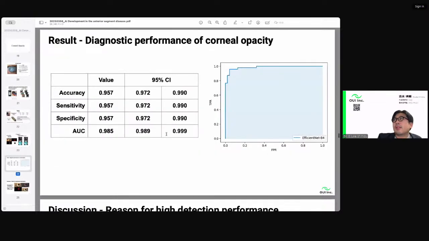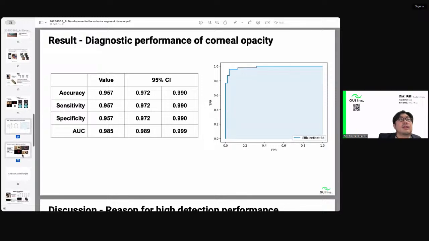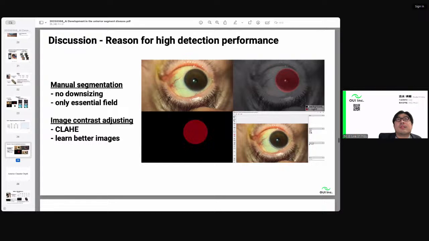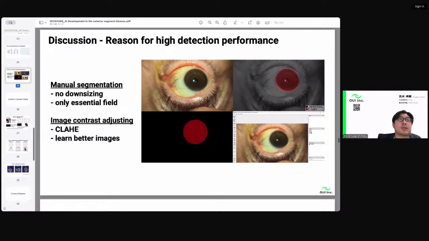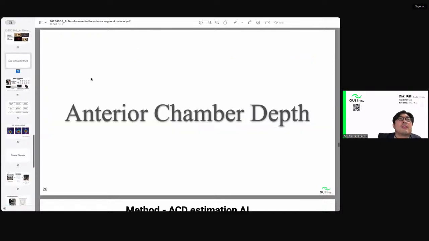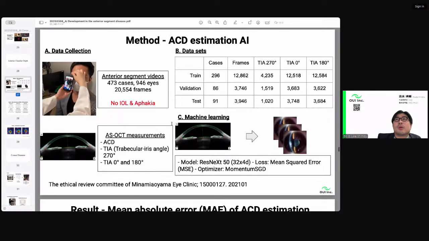Now the performance is quite high, as you can see, over 95%. We did the manual extraction, of course, with no downsizing, and CLAHE is a pretty good choice for the pre-process. Now we are measuring the anterior chamber depth as well, with the same principle, using anterior segment OCT.